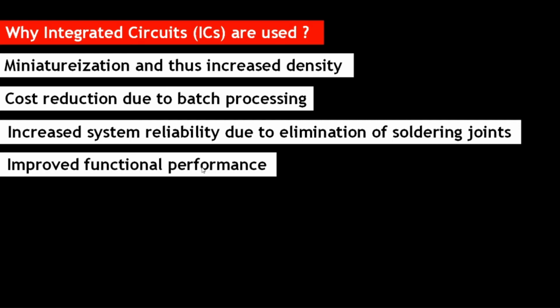The fourth advantage of ICs is that it has a better functional performance. We will see later in the course how using op-amps we can create large circuits and use them for various applications that have a really good level of performance.